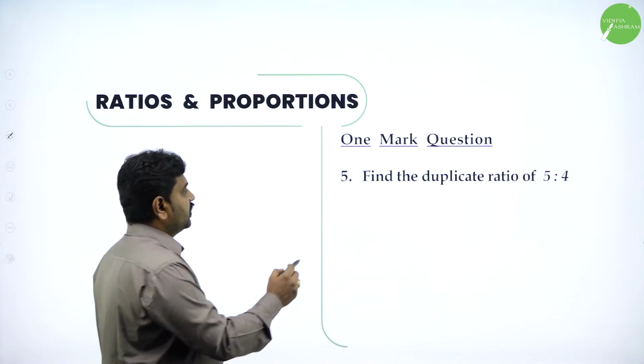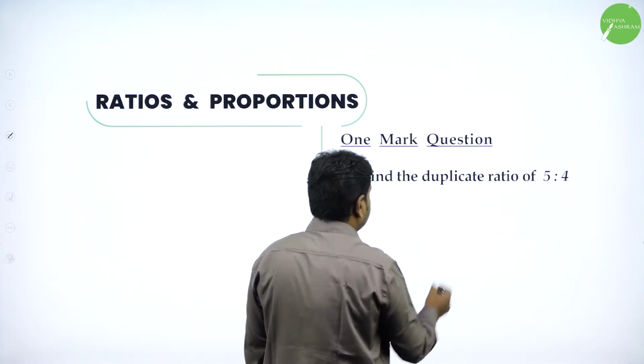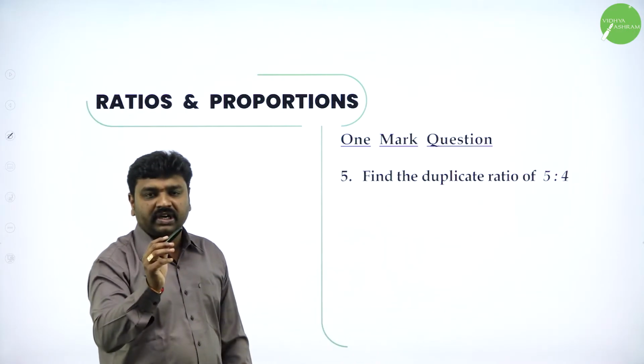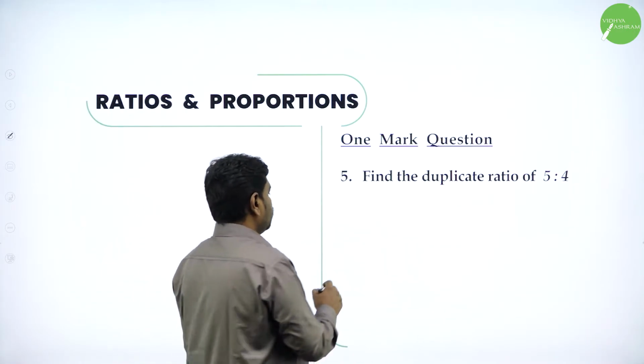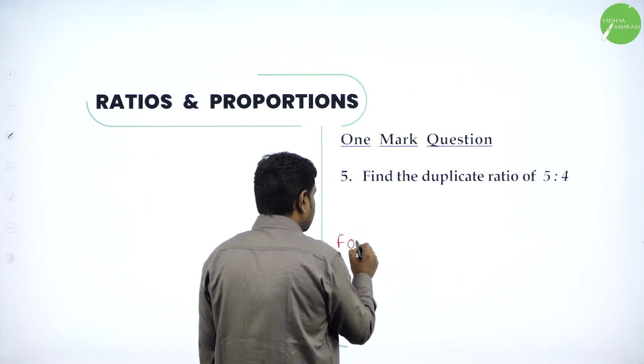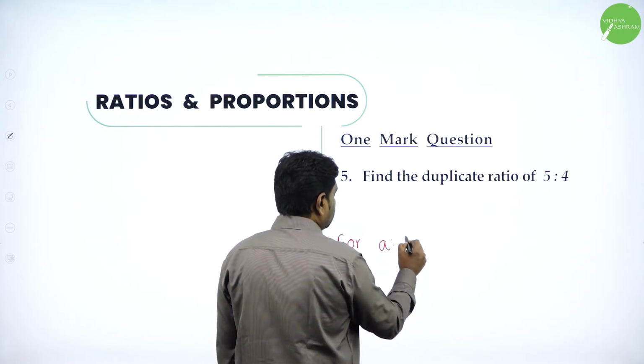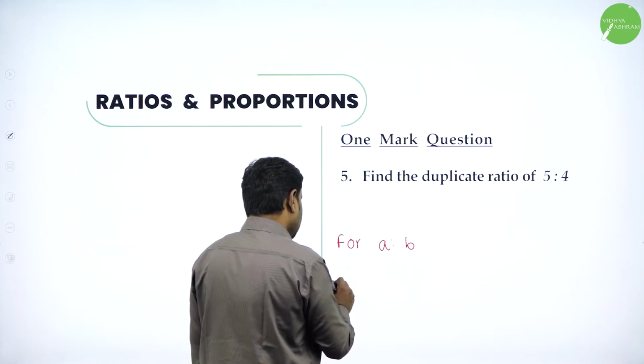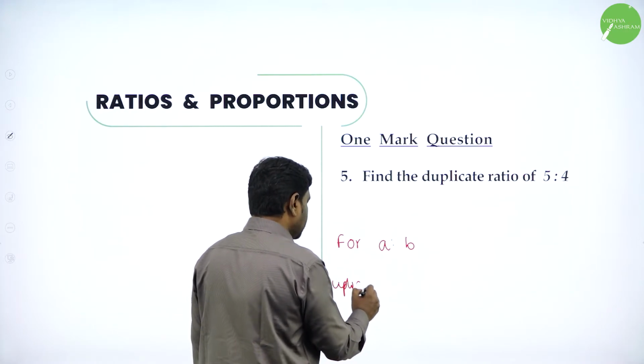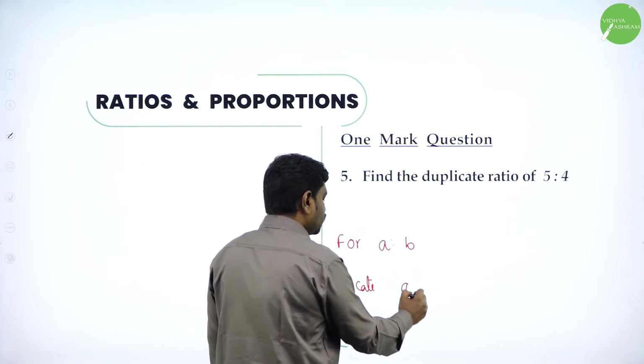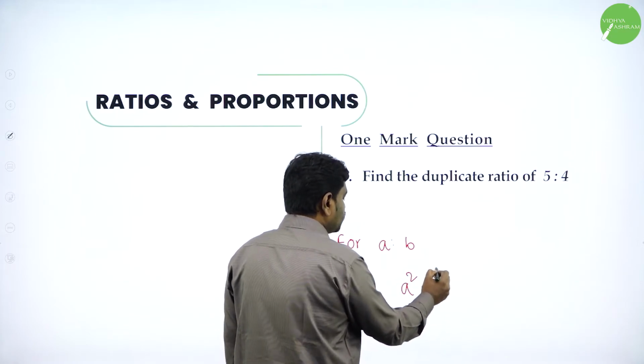Next, find the duplicate ratio of 5:4. So for A is to B, the duplicate ratio is... all of you know what a duplicate ratio is. The duplicate ratio is A square is to B square.